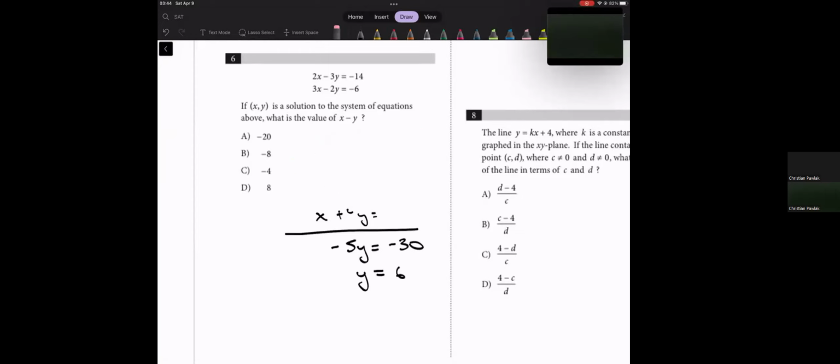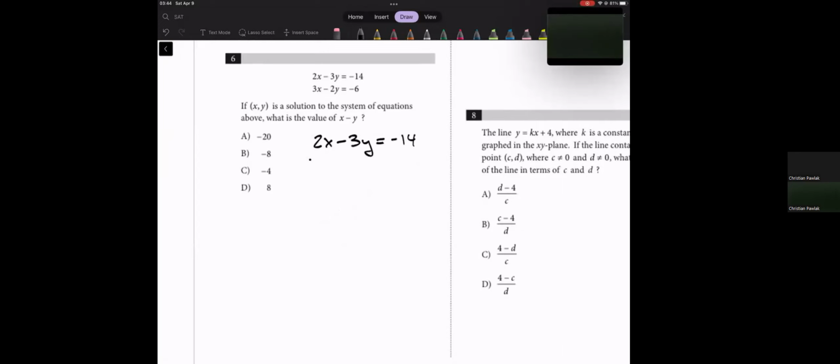Because again, eye on the prize: what is x minus y? So if I take those two equations, 2x minus 3y equals -14, and 3x minus 2y equals -6, you can kind of already, by looking at these, see, wait a minute, they're kind of the same, right? So I'm going to just straight up add them as they are. Why do I do that? Because I get this, 5x minus 5y equals -20.